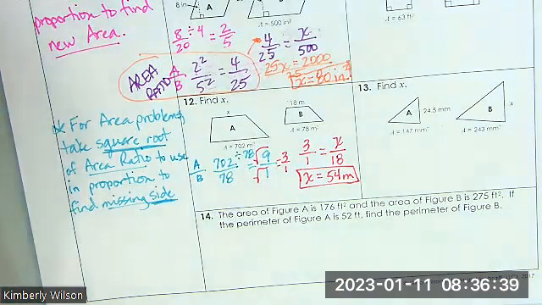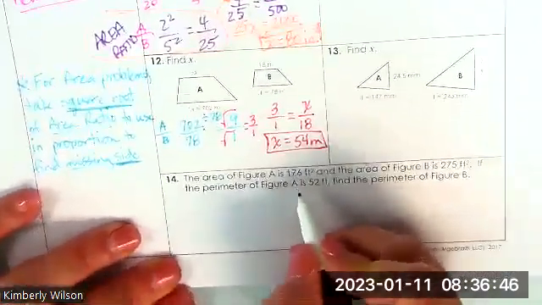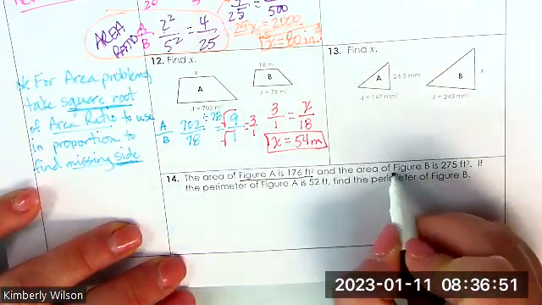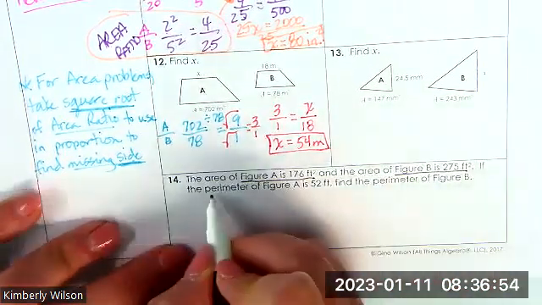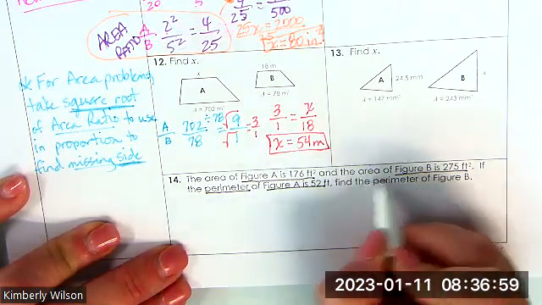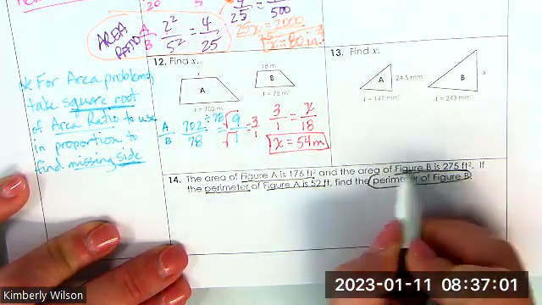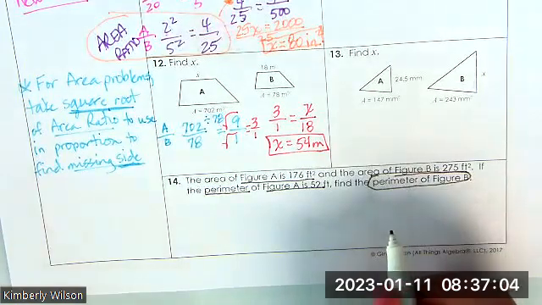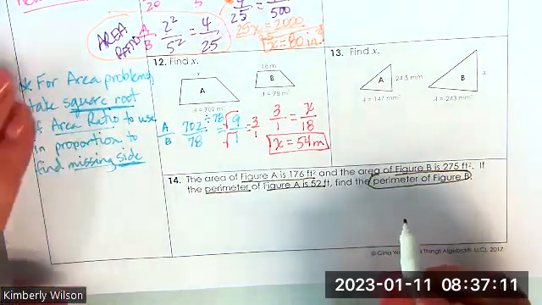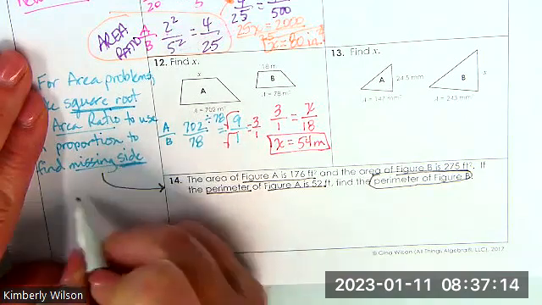Last one, talking about 14. It gives me the area of figure A. Figure A is 176. The area of figure B is 275. If the perimeter, oh, we're talking about perimeter here. The perimeter of figure A is 52. We want to find the perimeter of figure B. Remember, perimeter is not squared. It's just like a dimension. So therefore, I use the same process as I did here. Okay, so we use this process here.